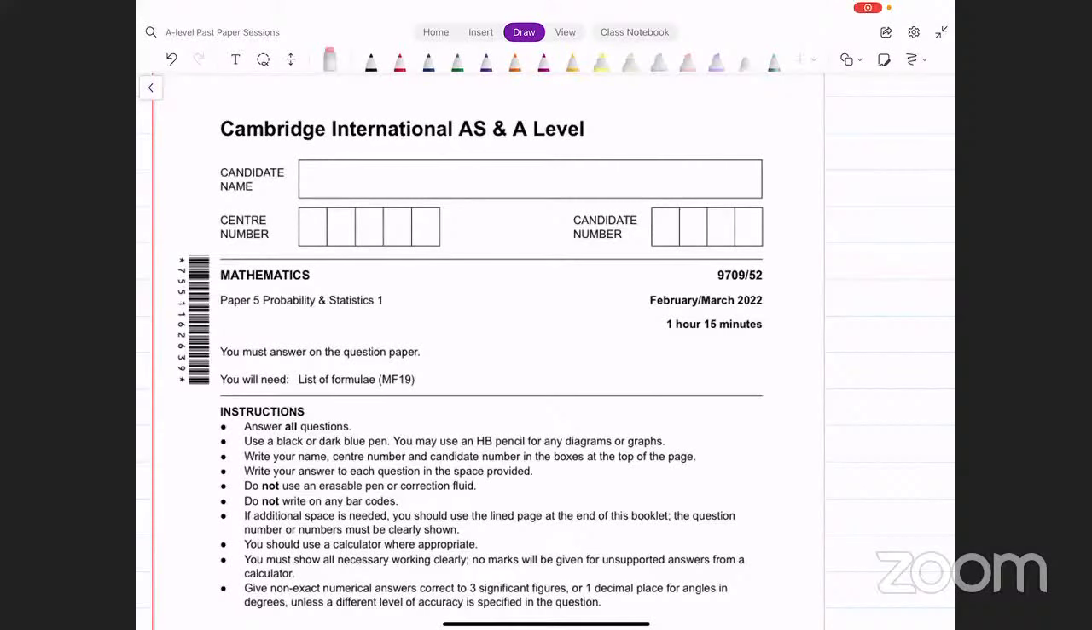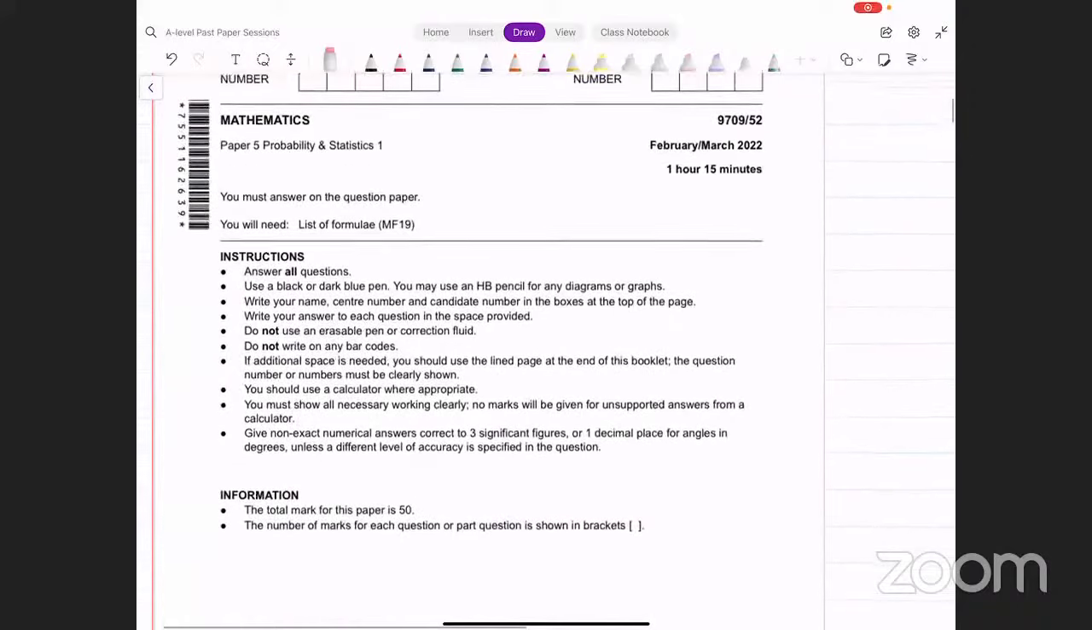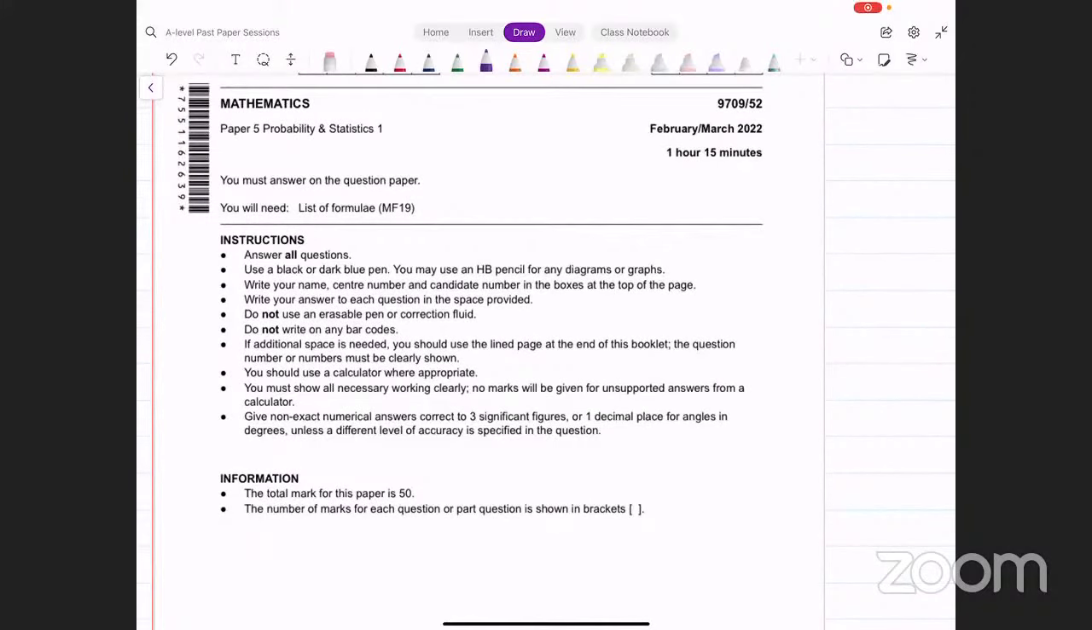Okay, let's start with this paper then. March 2022. सबसे पहले कुछ instructions देख लें. Just like we usually do. We have to make sure that we're showing all necessary working.